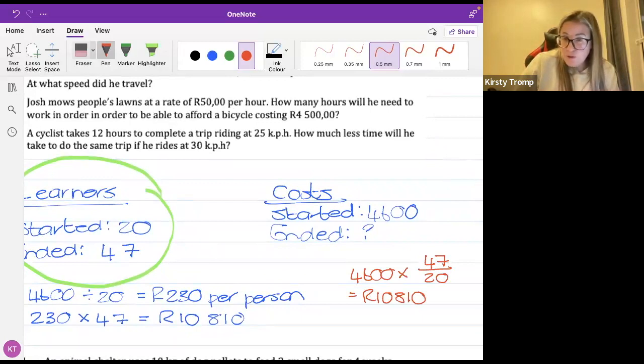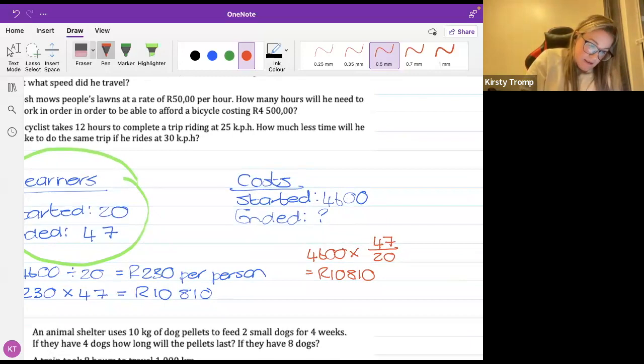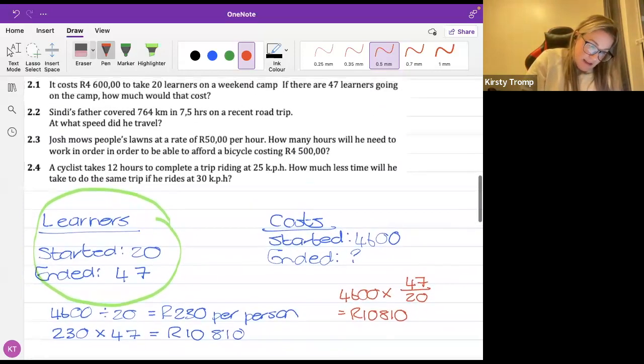Okay, so two different ways to do that sum. I hope that you managed to get that sum right. Let's have a look at the next one. I hope that you've taken a screenshot of that. All right, let's have a look at number 2.